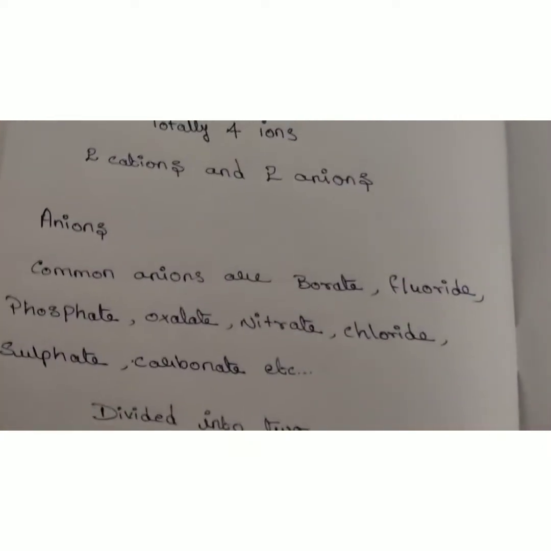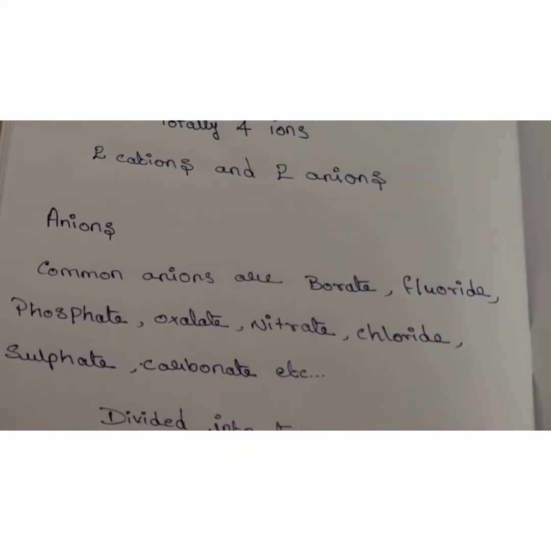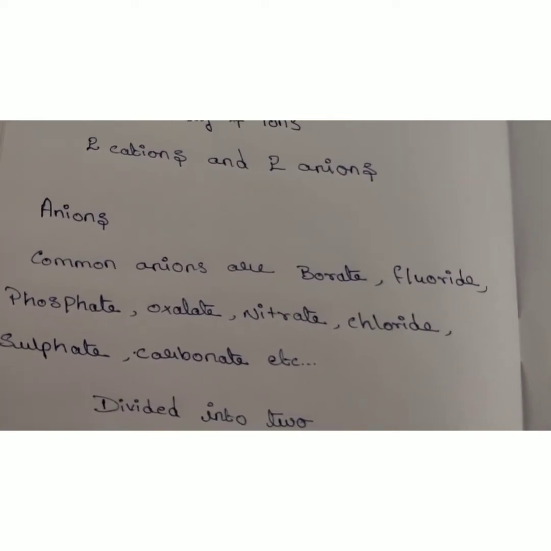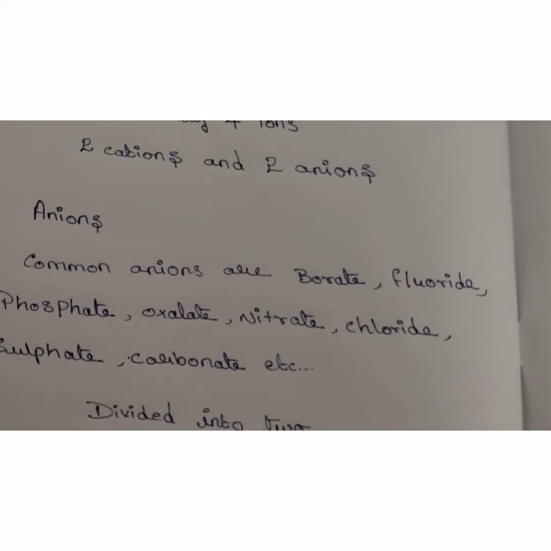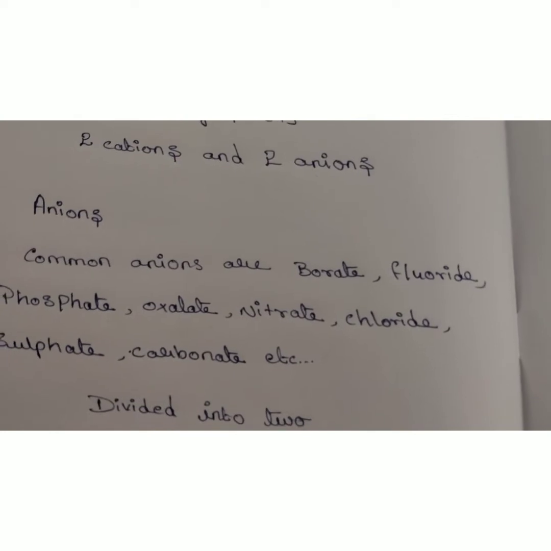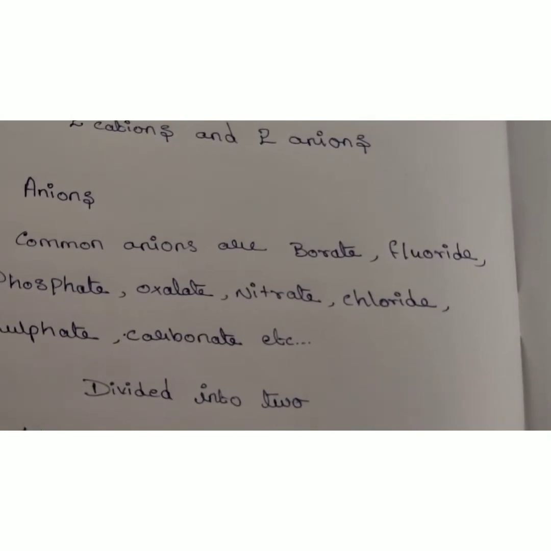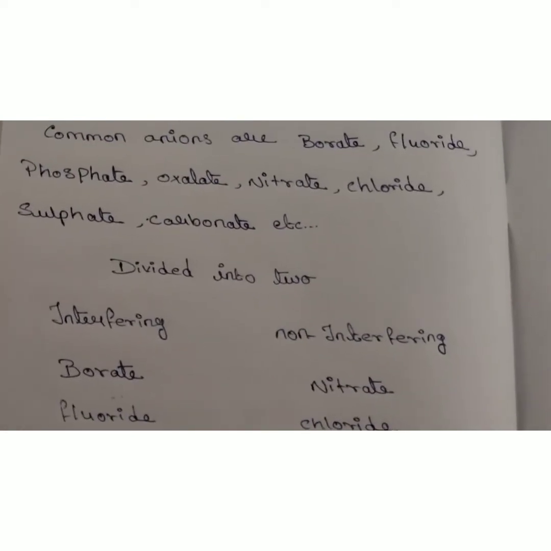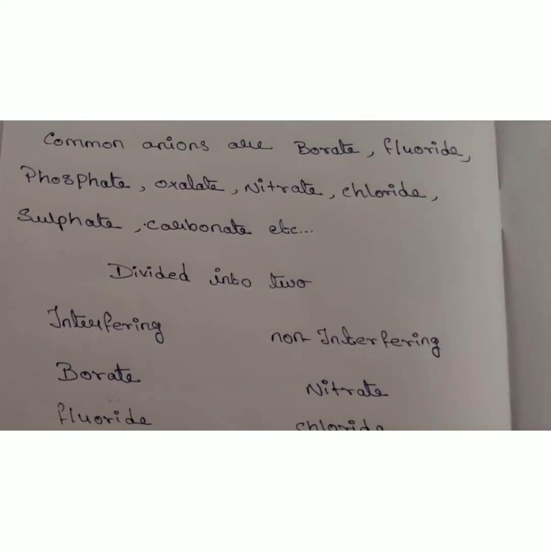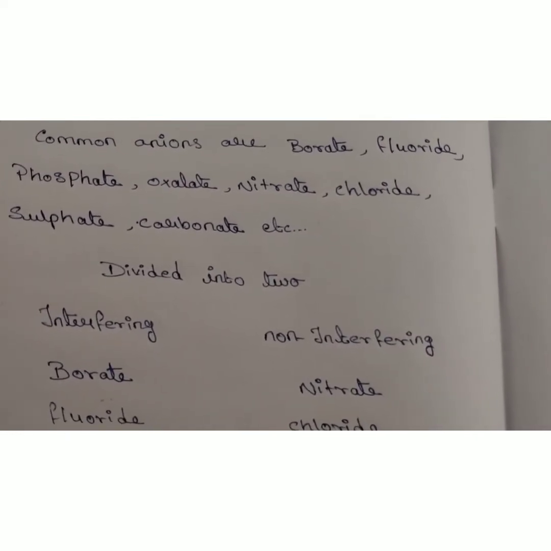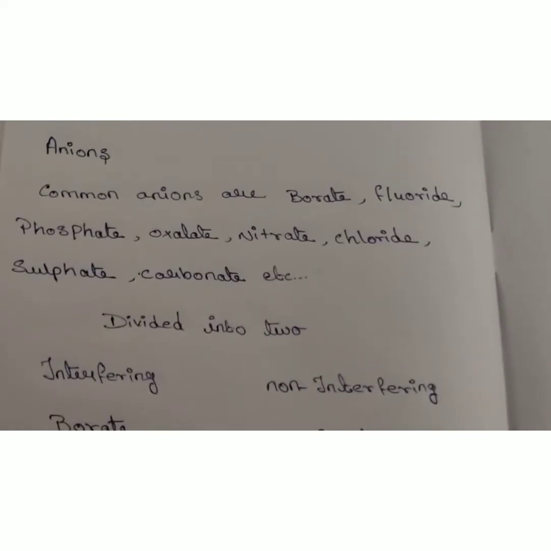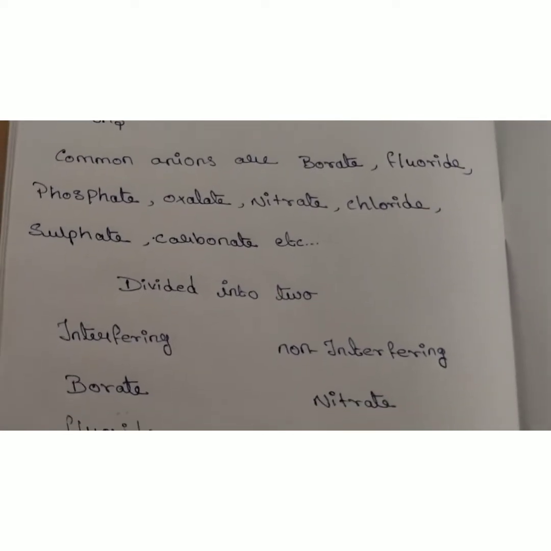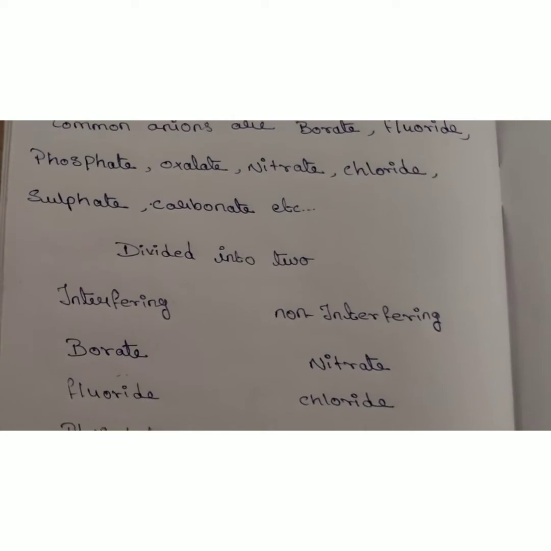The common anions are borate, fluoride, phosphate, oxalate, nitrate, chloride, sulfate, carbonate, etc. Here we are going to see mainly 8 ions. These 8 ions are further divided into two types, that is interfering and non-interfering radicals. In a given sample, definitely there will be an interfering and a non-interfering anion. We have to find two anions. In those two anions, one will be interfering and the other will be non-interfering.